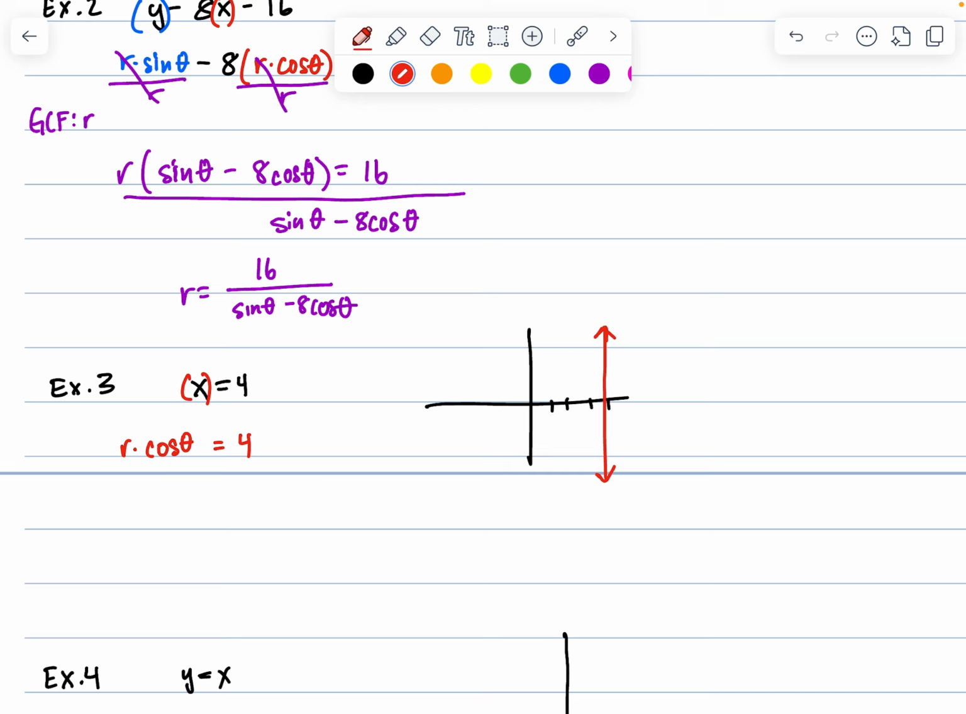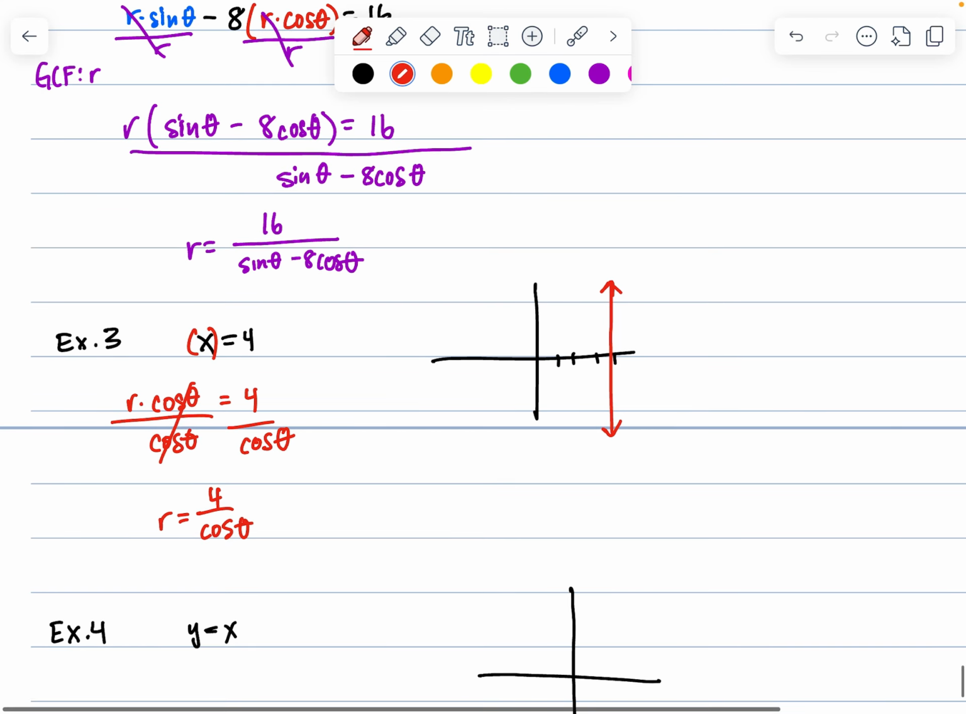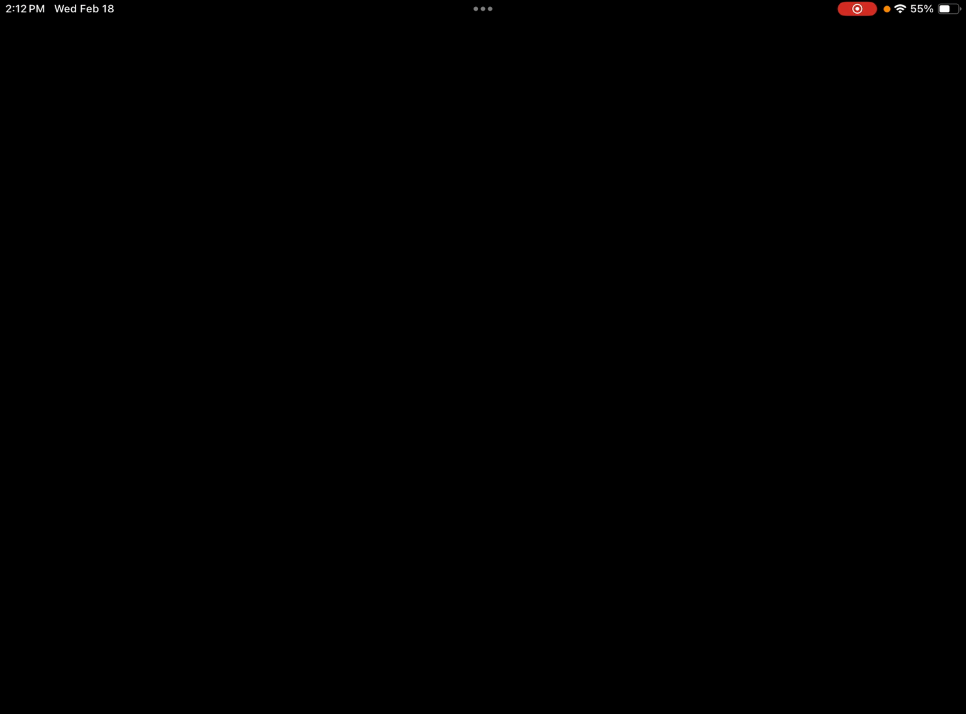But we do need to get r by itself. So that means we need to divide out this cosine theta. Cosine thetas on the left cancel out. You get r is equal to 4 over cosine theta. Okay? And we could always check that as well. In fact, let's do it.